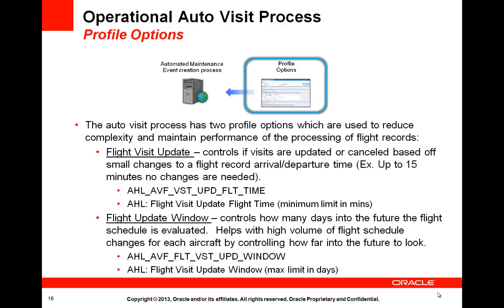However, for Autovisit planning, this can create some complexities as that schedule could be constantly updated. Most customers work off a 3 to 7 day flight schedule, with 1 to 3 days being the most accurate information, as aircraft pairings and flight line assignments can vary and get updated each and every hour. Therefore, this flight update window controls how many days in the future we will look at the flight schedule.